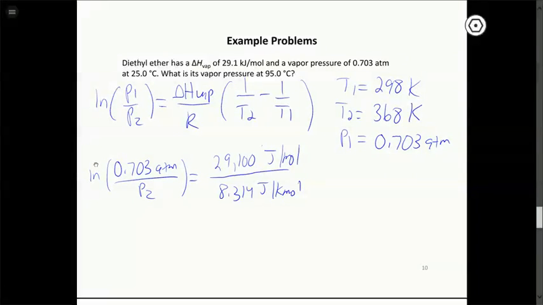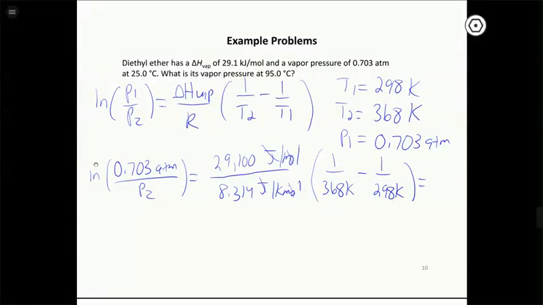All right, so because we want joules to cancel out, moles cancel out as well. And then finally we have our temperature terms, which are going to be 1 over T2, which is 368 Kelvin, minus 1 over T1, which is 298. So if we multiply out this whole right side of the equation here, it's just a bunch of numbers now, there's no unknowns on the right side. If we multiply that out, we get minus 2.234.